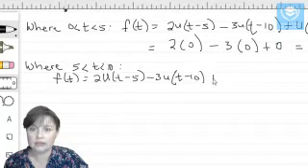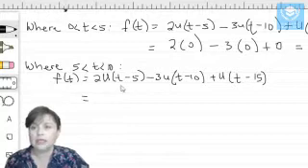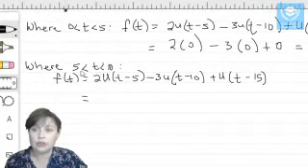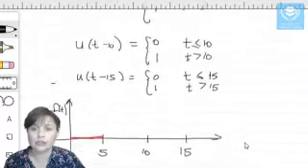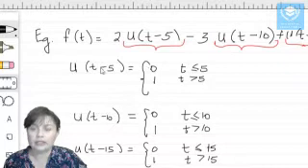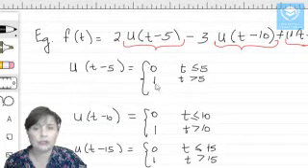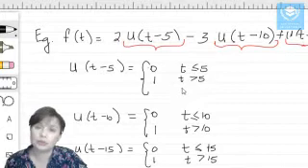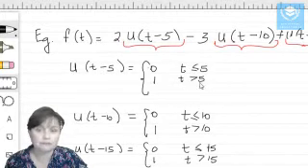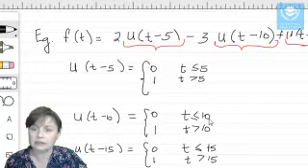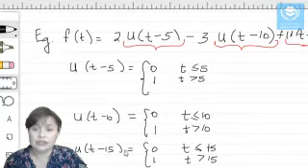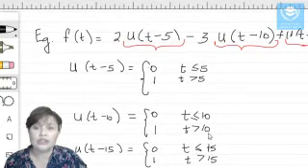t minus 10, t minus 15. Okay? So then, t is in between 5 and 10. When we go back to the definitions of the Heaviside functions we're using, you'll see that u of t minus 5 is now going to be 1, because t is greater than 5. Here, u of t minus 10 is going to be 0 because t is still less than 10. u of t minus 15 again is going to be 0 because t is less than 15.